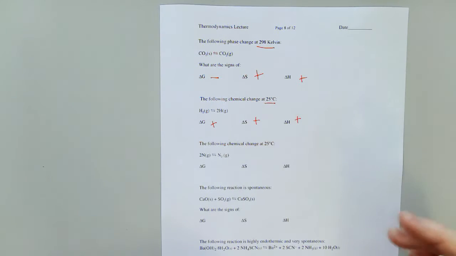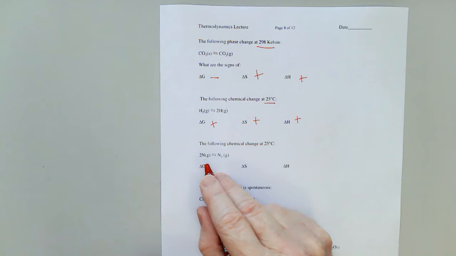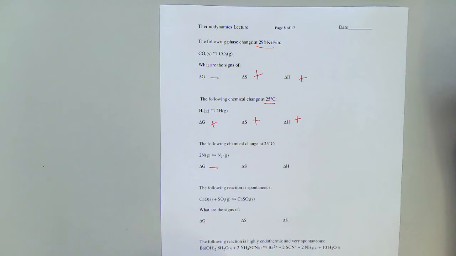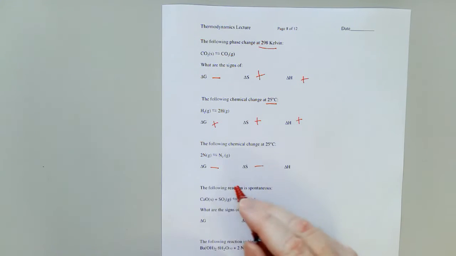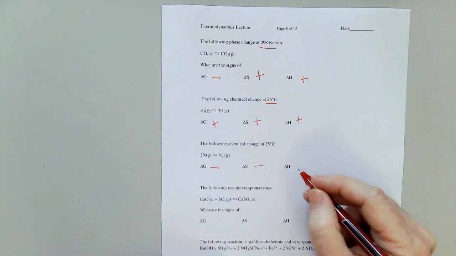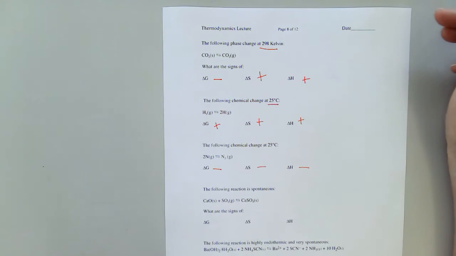Now, how about the opposite idea? Can two nitrogen atoms come together and form a nitrogen molecule? Absolutely, they do. The bond will form. They're more stable when they are together than when they are apart. Delta S would be negative because 2 becomes 1, same phase. And delta H would also be negative because energy is released any time a chemical bond forms.